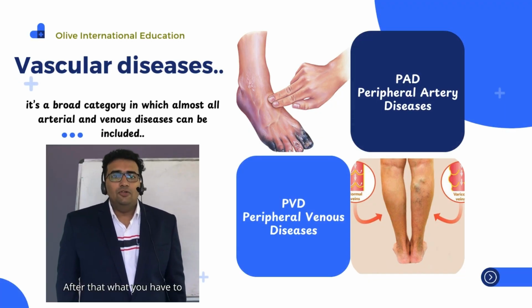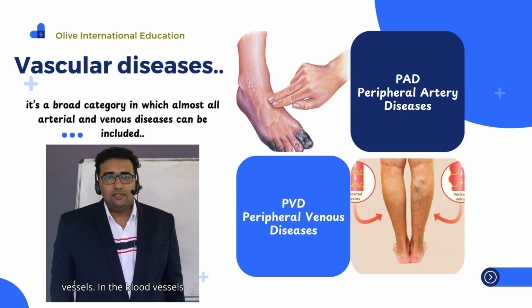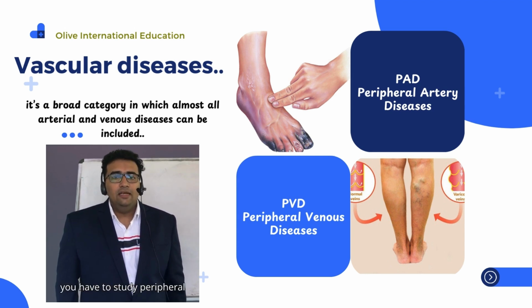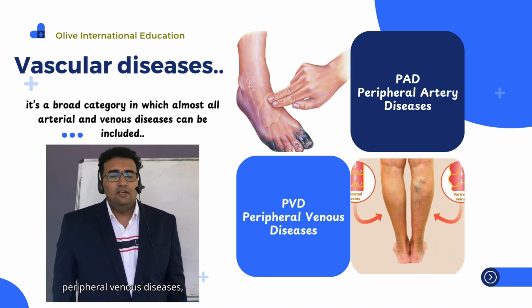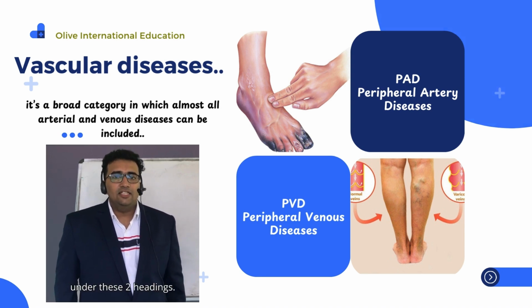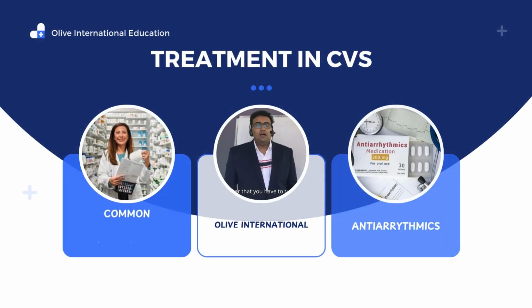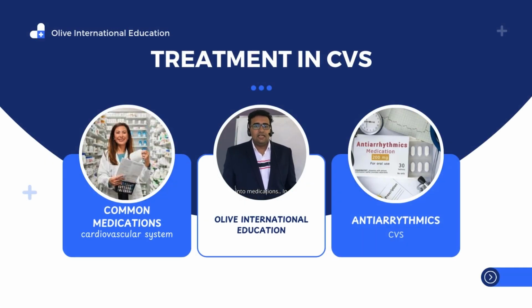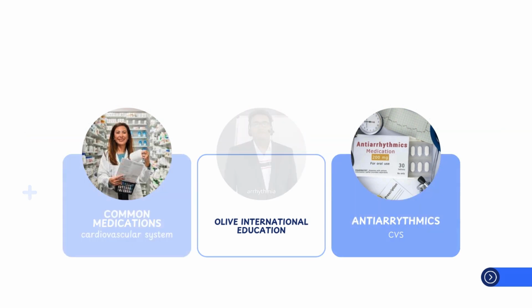After that, you turn to blood vessels. In the blood vessels, you have to study peripheral arterial disease as well as peripheral venous diseases, with various diseases included under these two headings. After that, you turn to medications in the CVS, which include common medications used in cardiology as well as anti-arrhythmic medications used for arrhythmia.